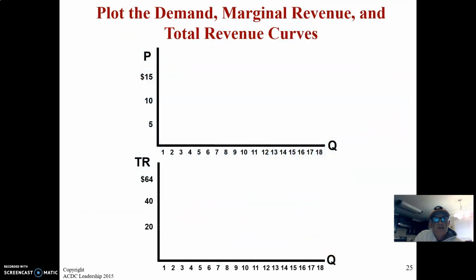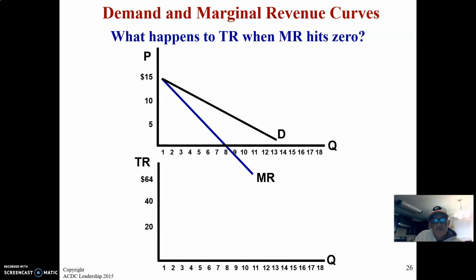Okay, so if we plotted the demand, the marginal revenue, and the total revenue curves on these particular graphs right here, this is what it would end up looking like. Okay, so for 1 unit, we could sell it for, I'm sorry, for $15. So our demand or our price would be $15. Our marginal revenue would be $15. That's just for the first unit, right? In order for us to make more revenue, we are going to have to lower our price, and as we do, our marginal revenue tends to drop at a greater rate.